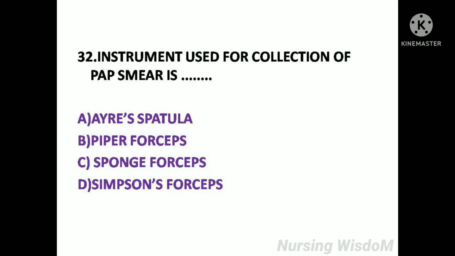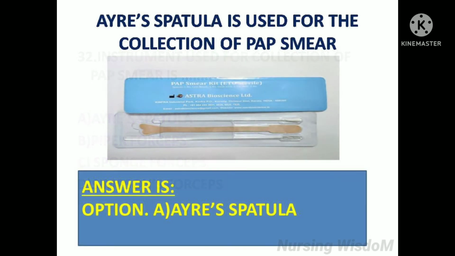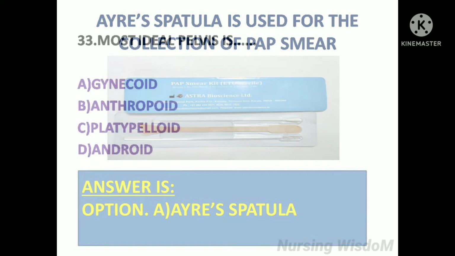Next question, instrument used for collection of pap smear is option A, iris spatula. Option B, Piper forceps. Option C, sponge forceps. Option D, Simpson's forceps. Iris spatula is used for the collection of pap smear. So here the answer is option A, iris spatula.